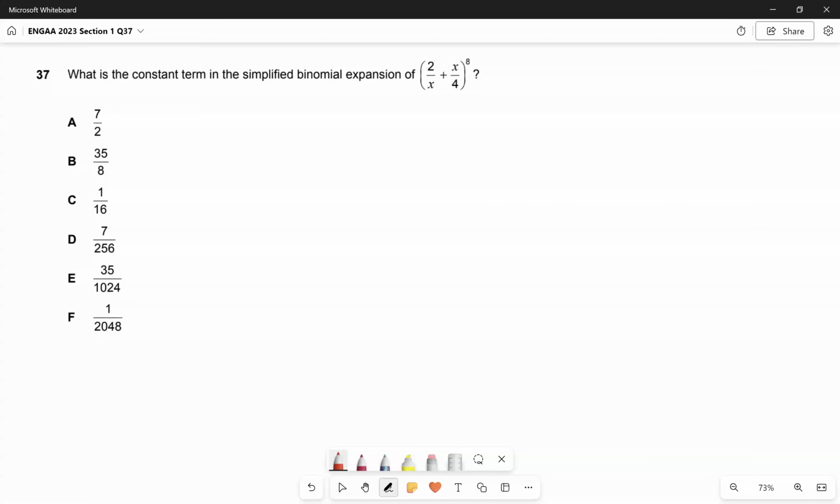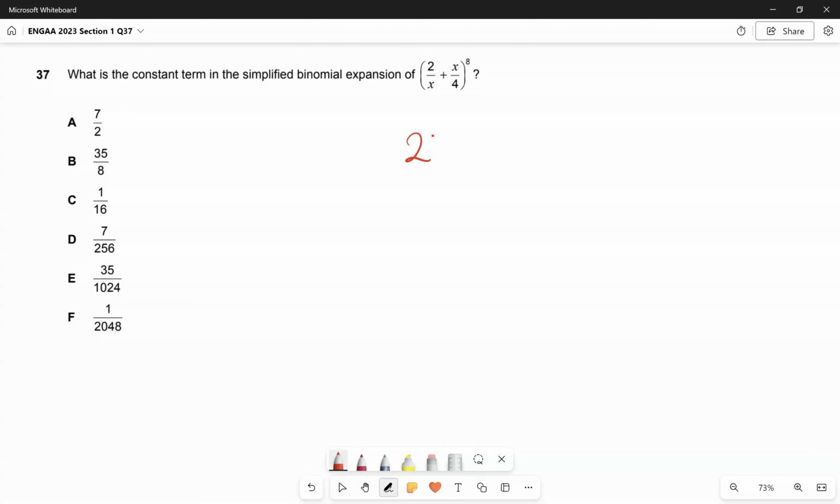What is the constant term in the simplified binomial expansion of (2/x + x/4)^8? So clearly we'll want an equal power of each of these. And because it's raised to the power of 8 in total, we'll want a power of 4 and a power of 4, because these powers need to add up to make 8. And since they're equal, it must be half of 8.